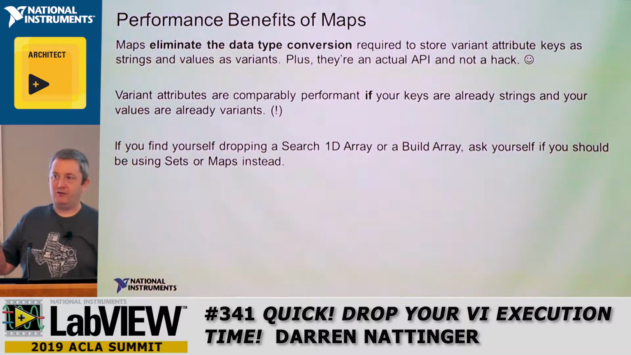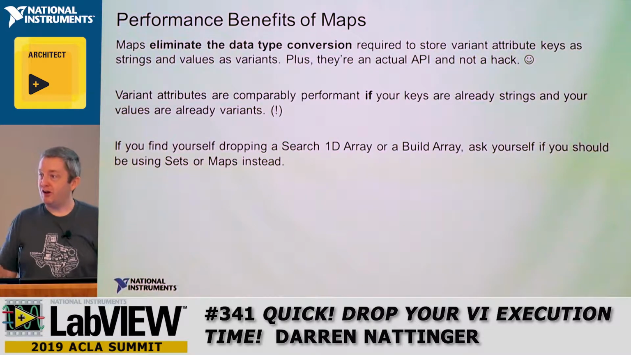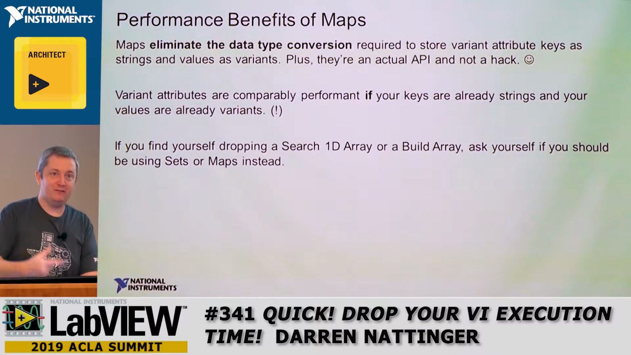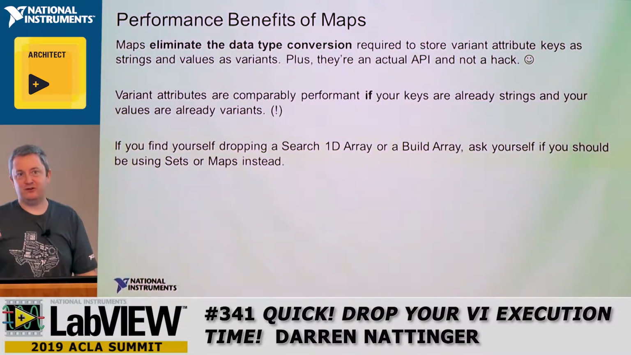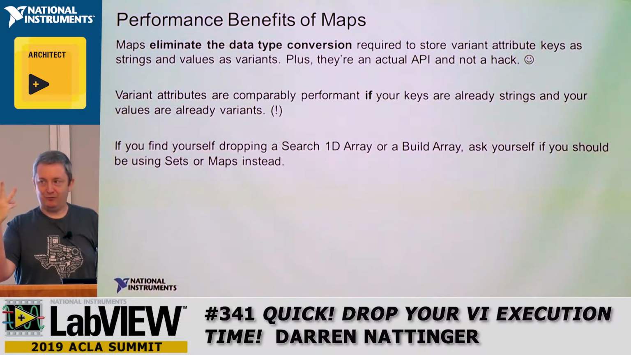If you have a variant attribute lookup table where your keys are already strings, your types are already variants, and the size of the lookup array is less than 5,000 elements, you may find that variant attributes are just a smidge faster than maps. But most of the time, you're going to be in a situation where you don't have those three conditions.